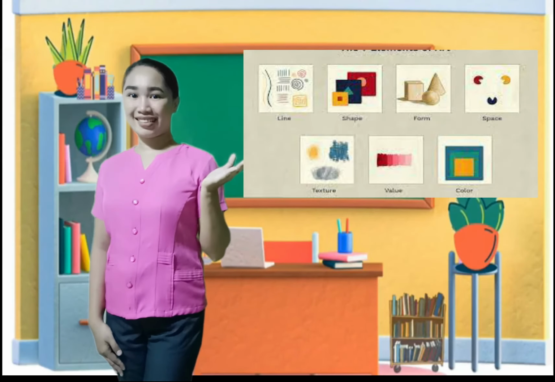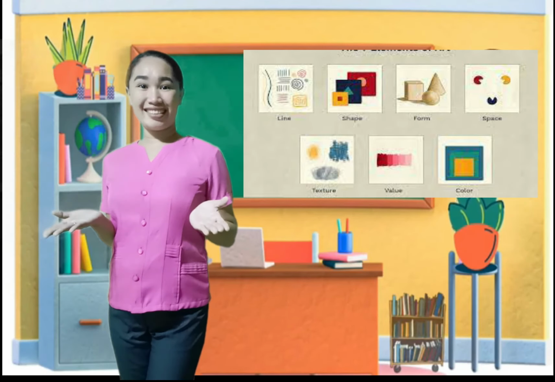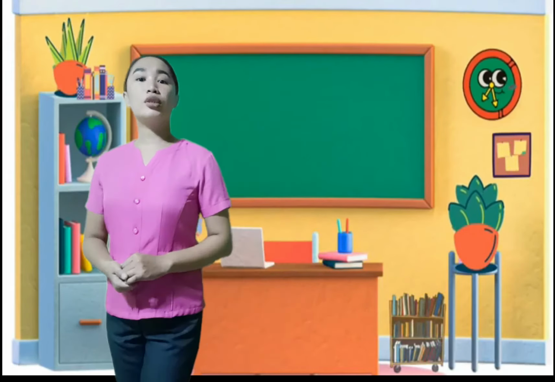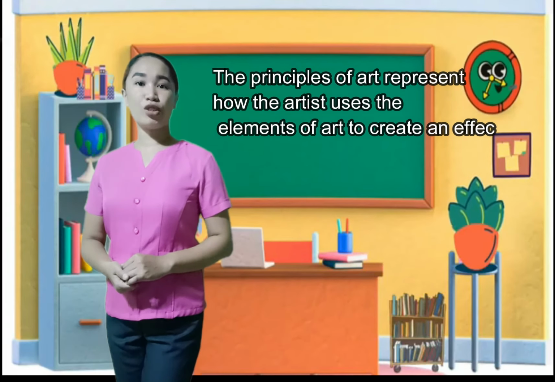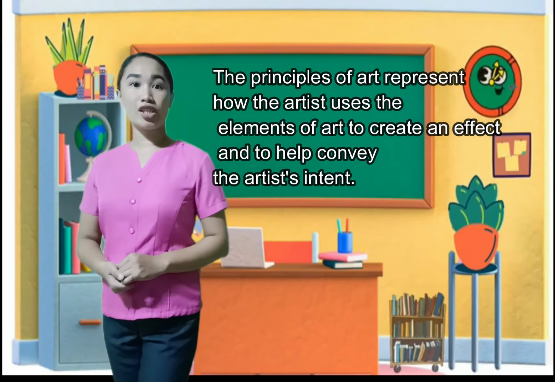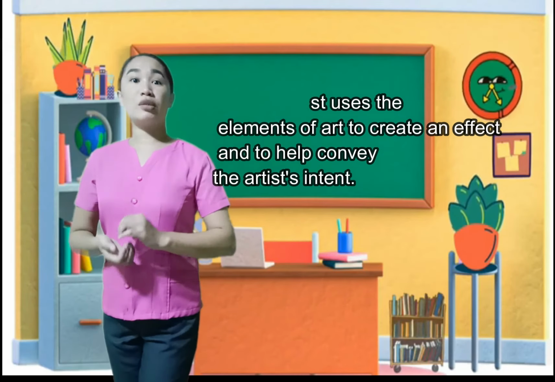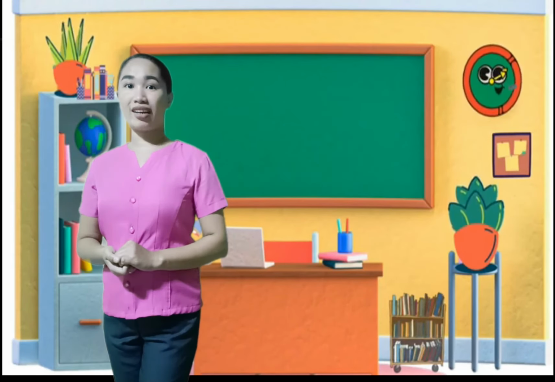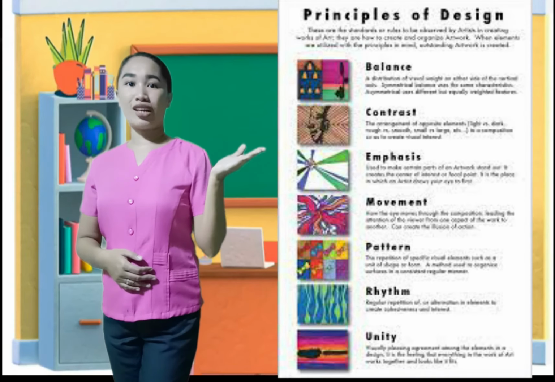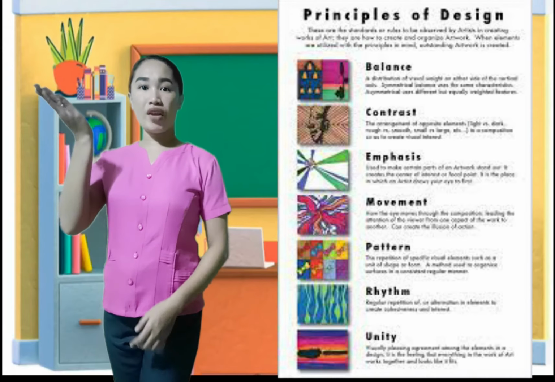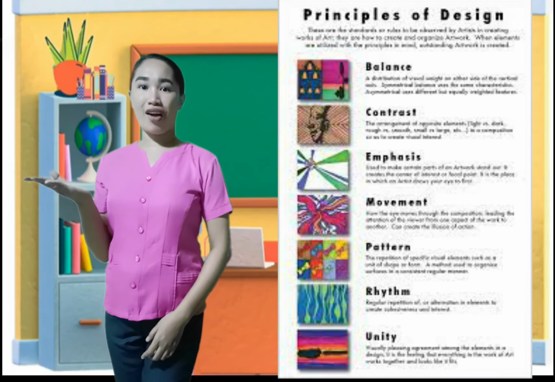Again, what are those 7 elements of arts? Very good! Now this time, let us know the principles of arts. Are you ready? The principles of arts represent how the artist uses the elements of art to create an effect to help convey the artist's intent. The principles of arts and design are balance, contrast, emphasis, movement, pattern, rhythm, and unity and variety.